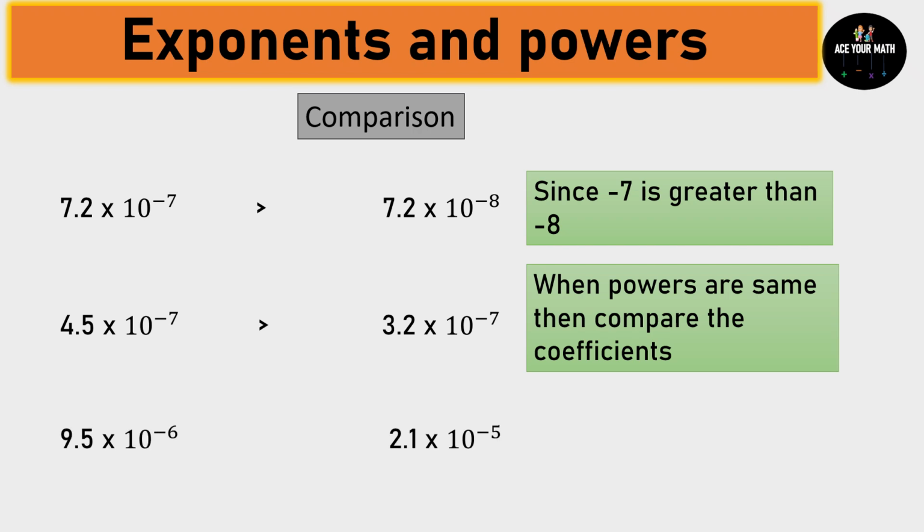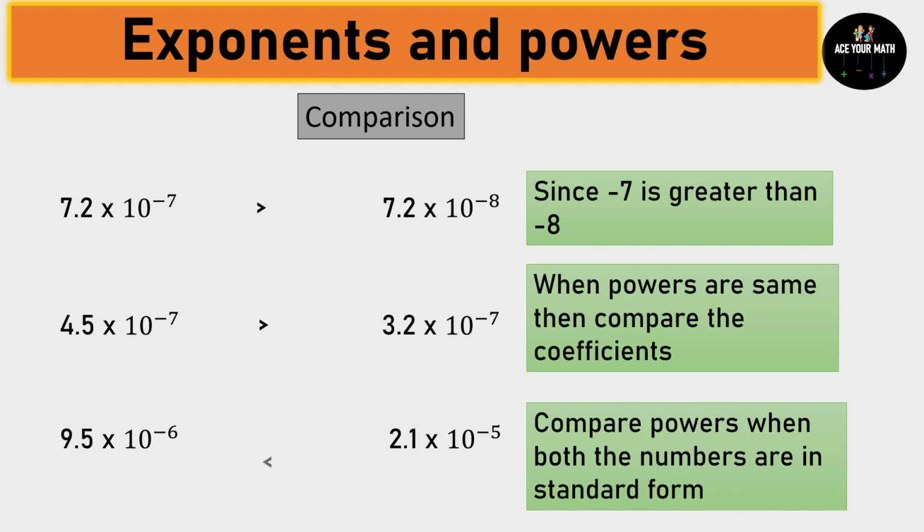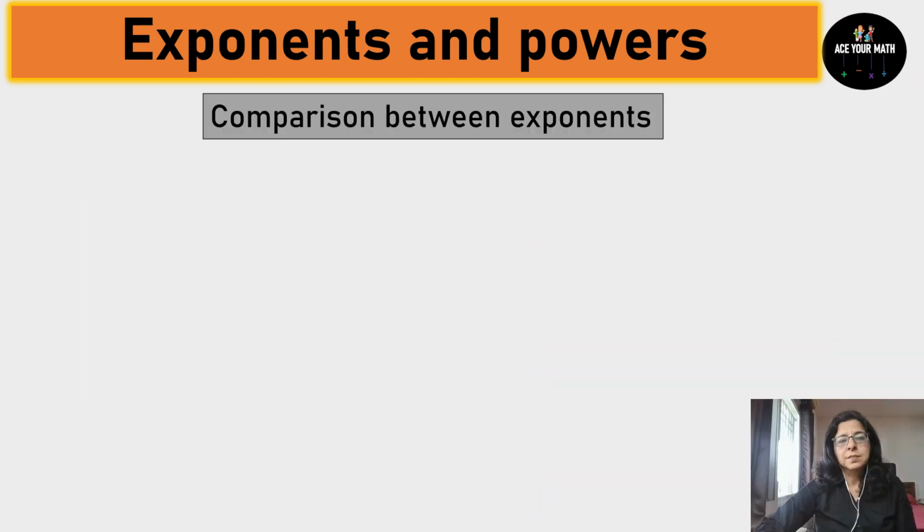Now look at the third pair. It is 9.5 times 10 raised to the power -6 and the other one is 2.1 times 10 raised to the power -5. You will straight away look at the power, once the numbers are in standard form. Here -6 and -5. We know that -5 is greater. So you will write the greater sign there. So 2.1 times 10 raised to the power -5 is greater here. So this is how you do the comparison.